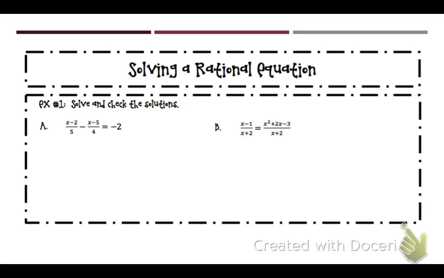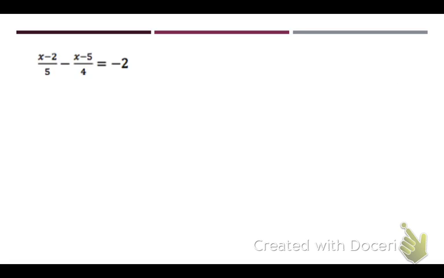Let's look at example A. We have (x minus 2) over 5 minus (x minus 5) over 4 equals negative 2. The first thing we're going to find is the common denominator. The least common denominator is 20 in this case, because our only denominators are 5 and 4. 5 and 4 go into 20. So that is our least common denominator. Then we would state restrictions. There are no restrictions on this one because there's no variable in the denominator. Okay?